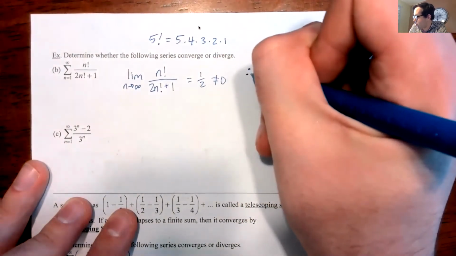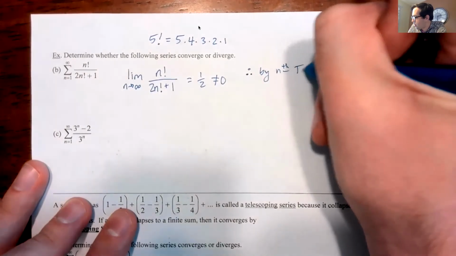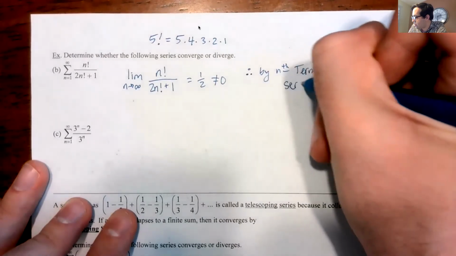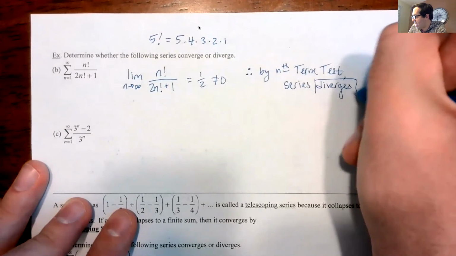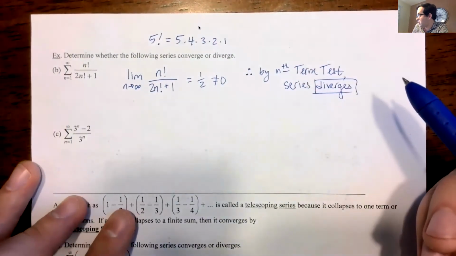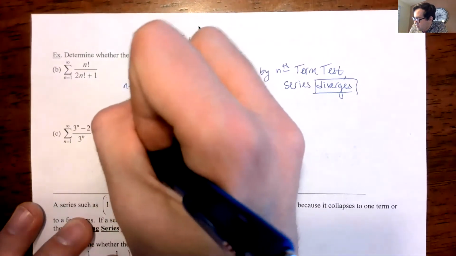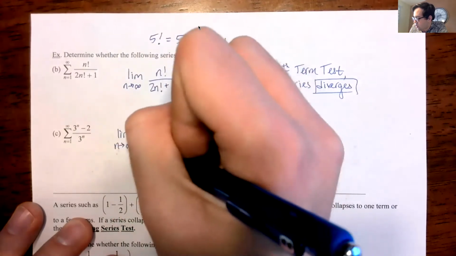So we would say, therefore, by the nth term test, the series diverges. It's like we're adding 1/2 over and over and over infinitely. That sum is going to continue to grow. And let's check this next one. The limit as n approaches infinity of 3 to the n minus 2 over 3 to the n.